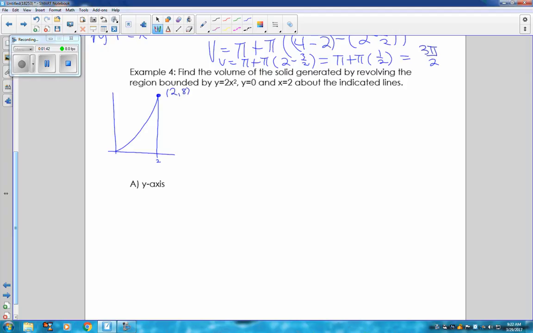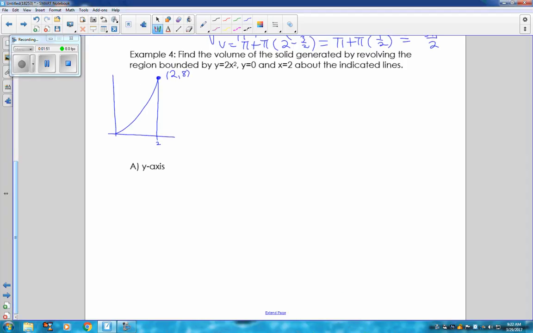Okay, now the first part we're going about the y-axis. So what do my variables need to be in terms of? Y. So we need to first of all change this one so that it's in terms of y. So I'm going to divide by 2 and then take the square root. Is there a hole in it? We're going around the y-axis. Yes.